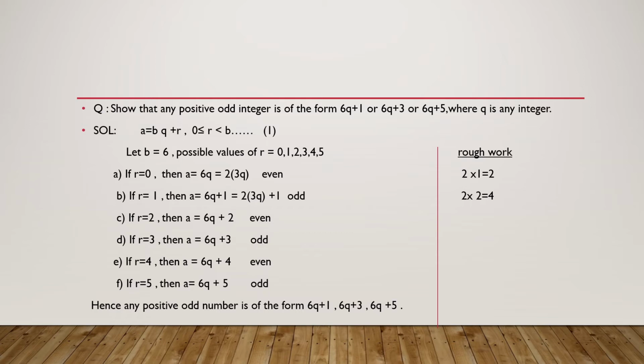Okay. Now similarly we can add 3. If remainder is 3, then 6q plus 3 will be an odd number. Similarly, 6q plus 4 will be an even number and 6q plus 5 is an odd number. So we can say that any positive odd integer is of the form 6q plus 1, 6q plus 3 or 6q plus 5.